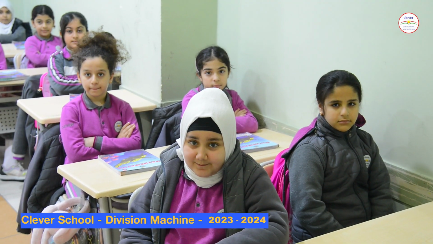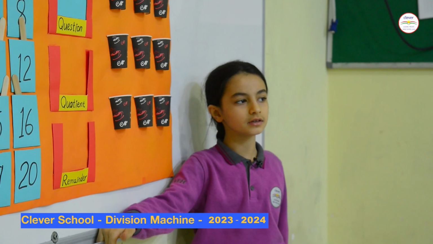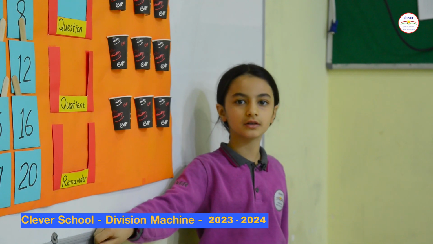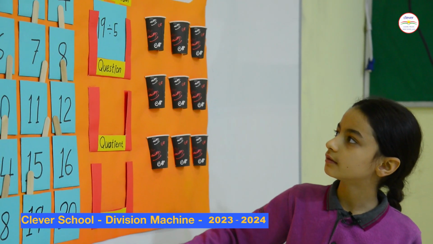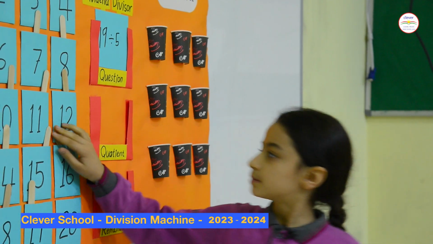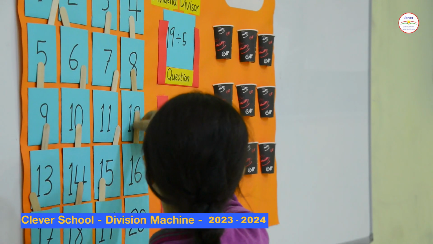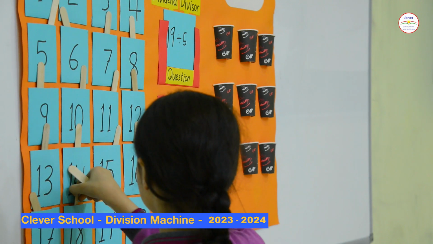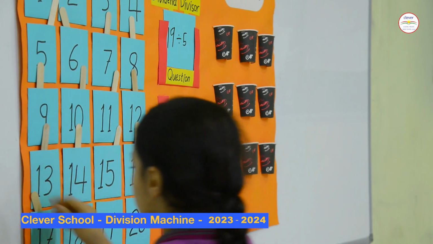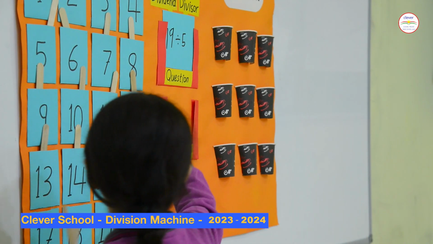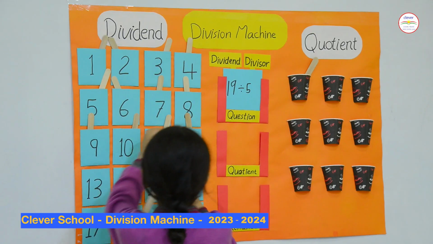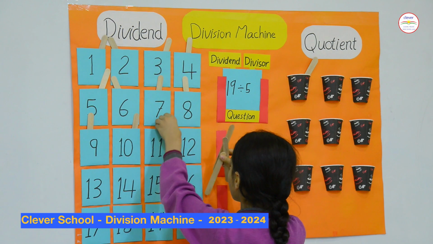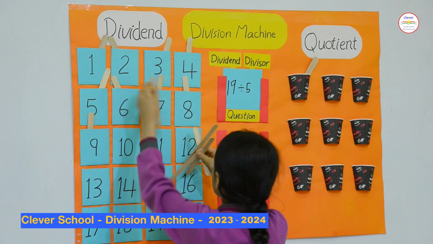So I'll repeat, the dividend is 19 and 19 is equally divided by 5. So I need to take out the popsicle sticks and put them in the quotient pouches. 1, 2, 3, 4, 5.